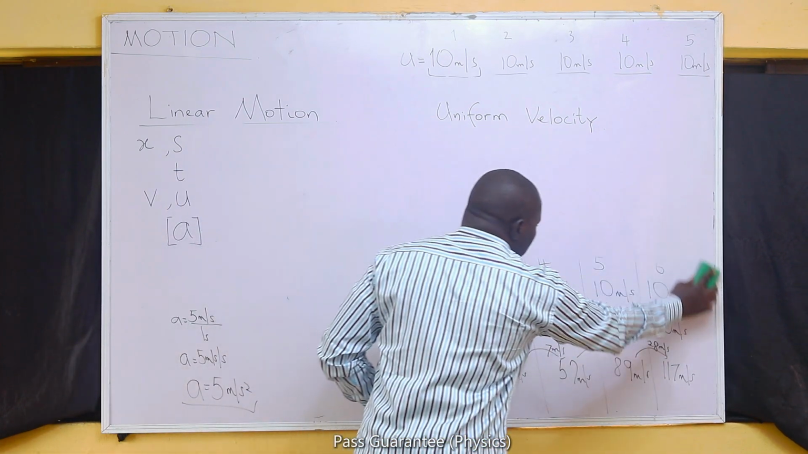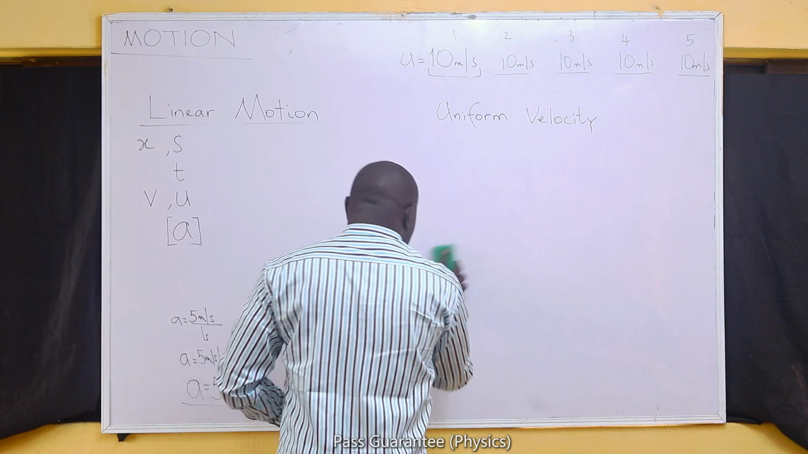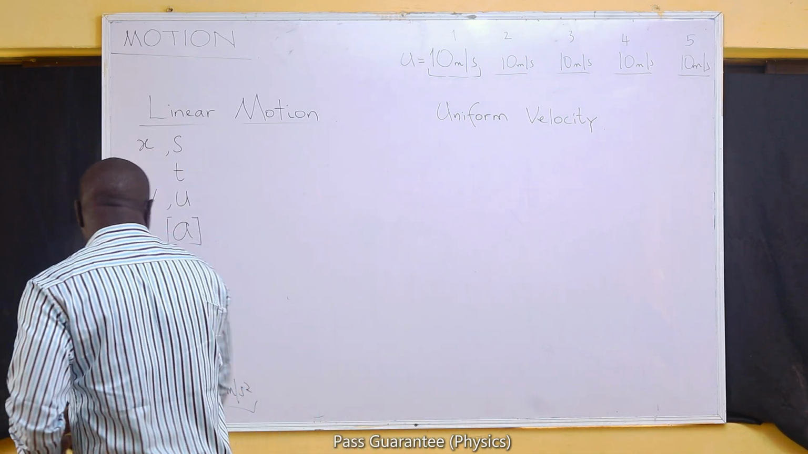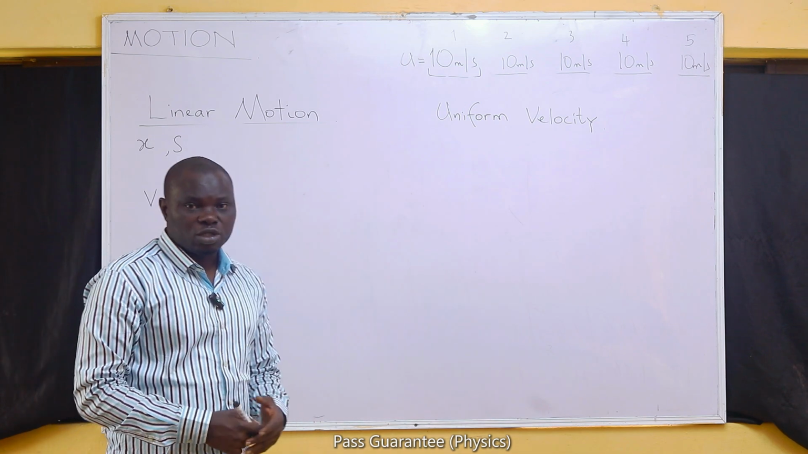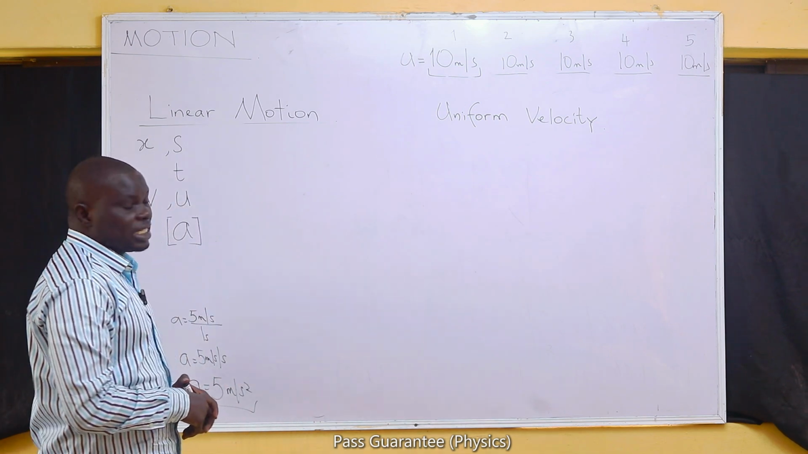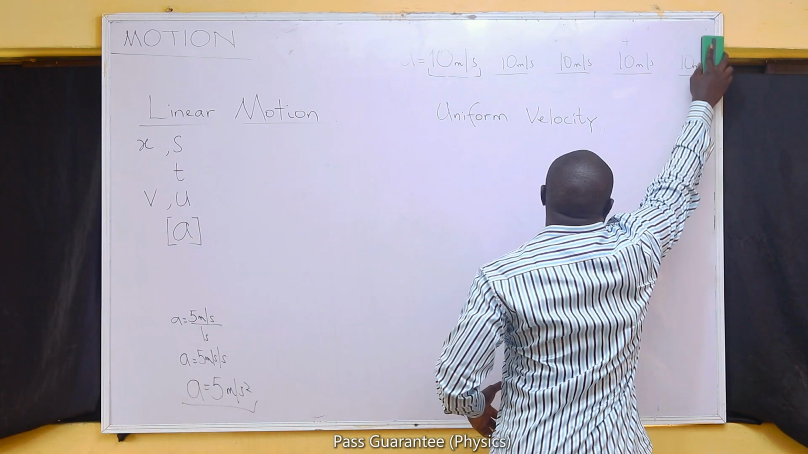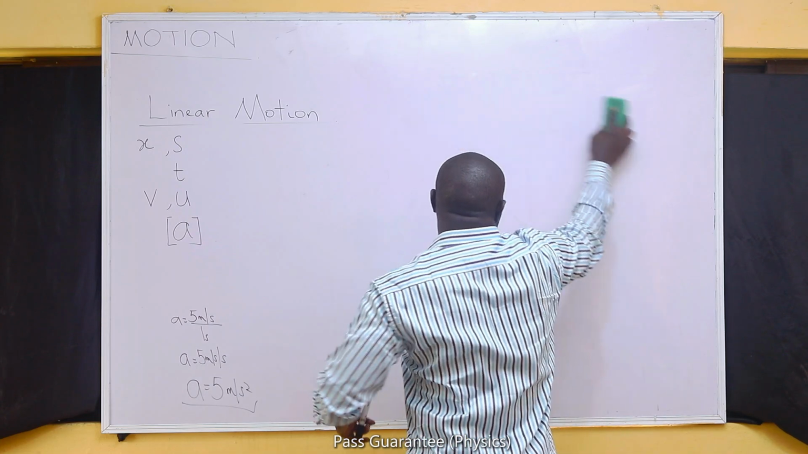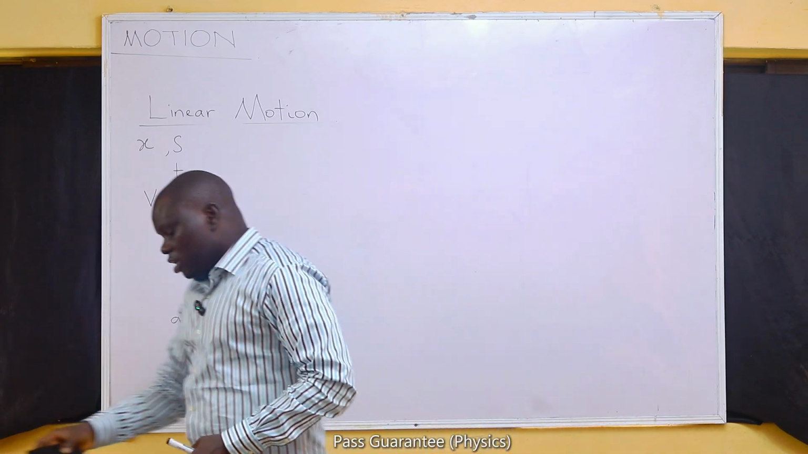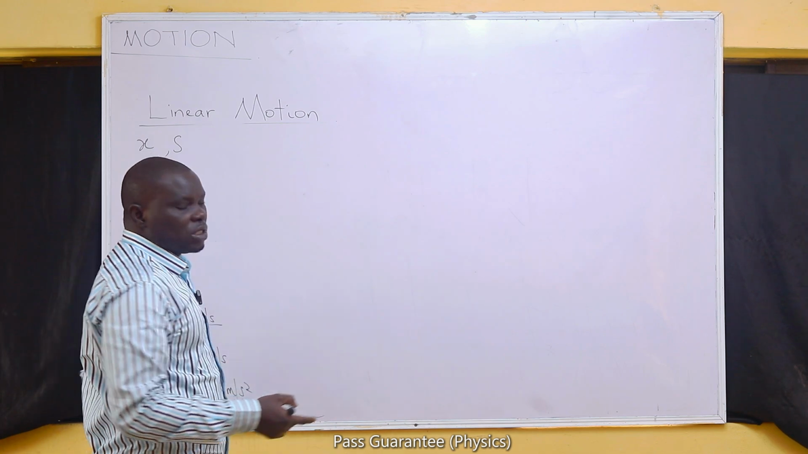the equations of motion. When an object moves, there are certain equations that govern its motion, particularly when it moves with an acceleration. Anytime an object moves with an acceleration, there are certain equations that help us to describe the motion of that object. Now, I'm going to start with the equations of motion.